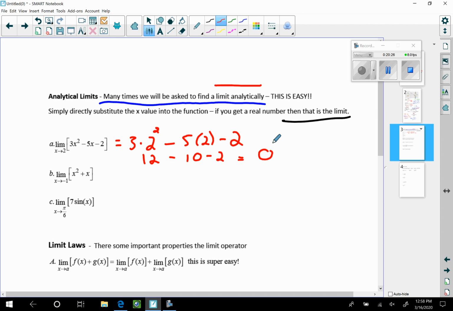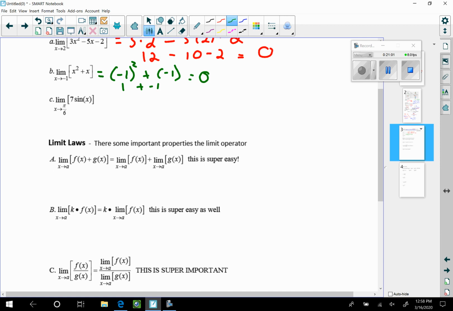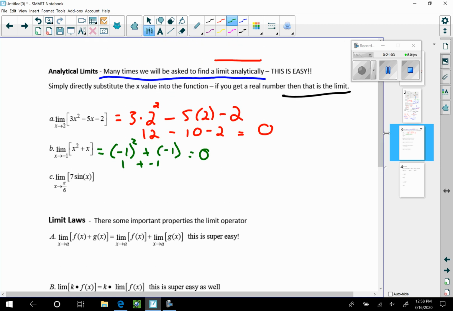3 times 2 squared is 12. 5 times 2 is 10. It's minus 10 minus 2. That, I believe, is correct. Let's do this guy right here. Let's go to a different color. Jump down here. The limit as x goes to -1 is going to be (-1) squared plus -1. (-1) squared, oh my goodness gracious, is 1, plus -1 is equal to 0. And trust me, not all analytical limits equal 0. It just so happens that I picked two limits that went to 0.